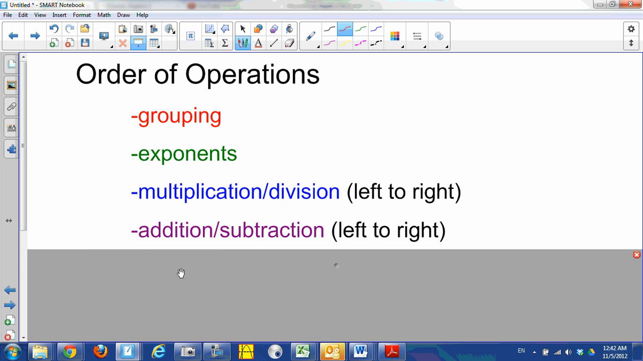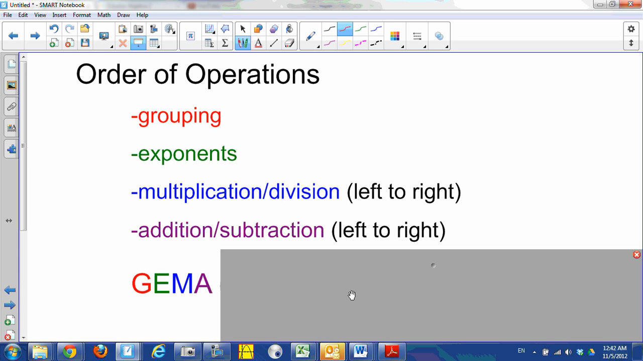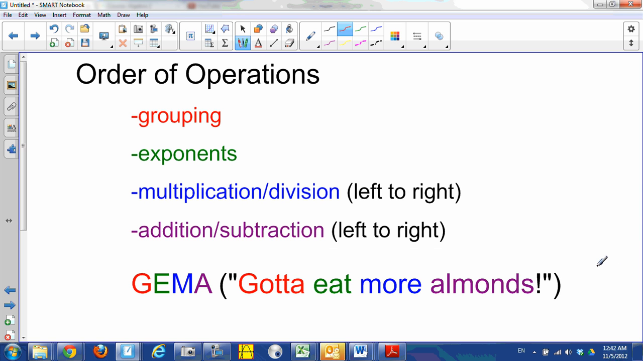So we've got GEMA as my acronym, and I suggest you create whatever device you want for that acronym. But my suggestion is gotta eat more almonds. You can say gotta eat more avocados, or gotta eat more asparagus, whatever your fancy.